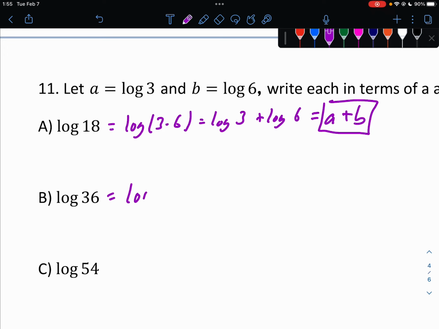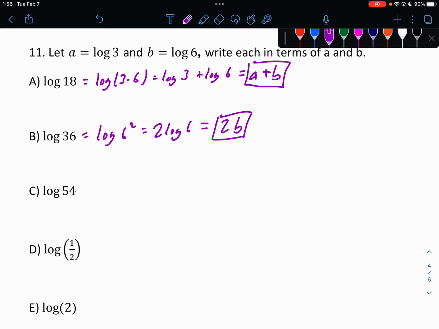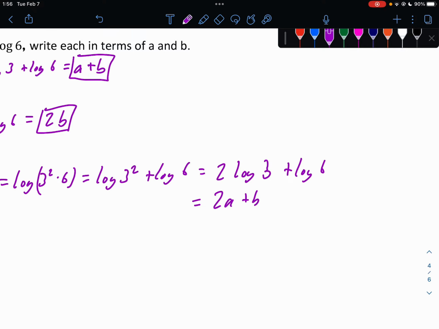Second one is log of 6 squared, which is 2 log 6, or 2B. Third one, 54. We can rewrite that as log of 9 times 6, which is log of 3 squared times 6, which is log of 3 squared plus log of 6. Almost there. 2 log of 3 plus log of 6. And finally, 2A plus B.